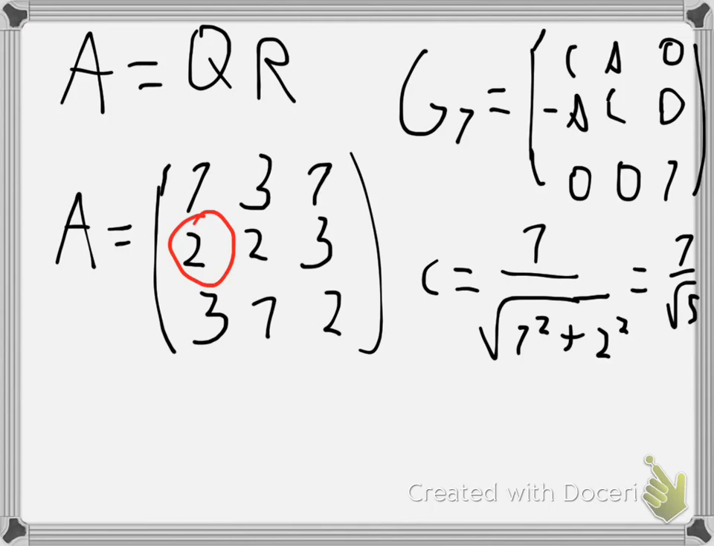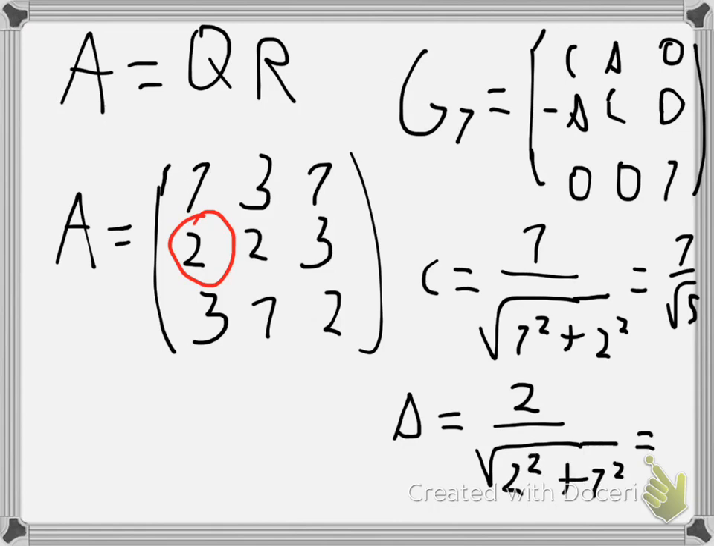Okay? And our sine will be given by the element we want to eliminate over the square root of that element squared plus the top element, so 1 squared. So we will get 2 over square root of 5. Okay?